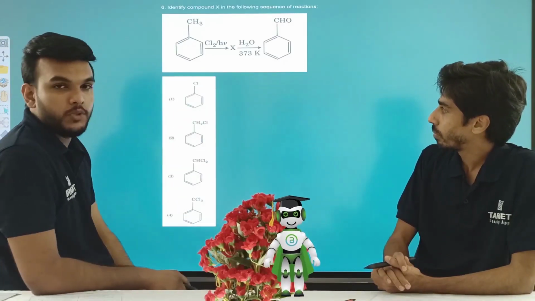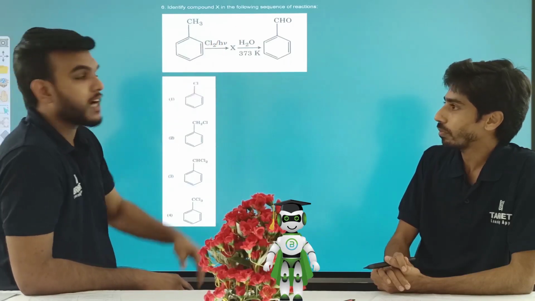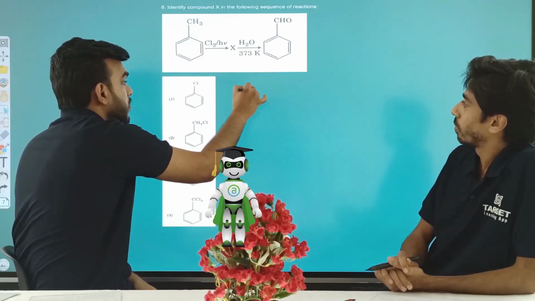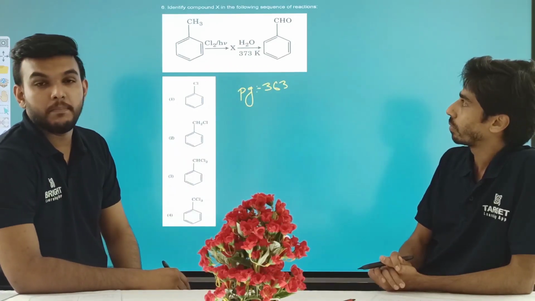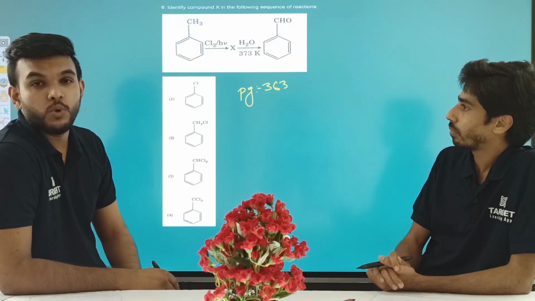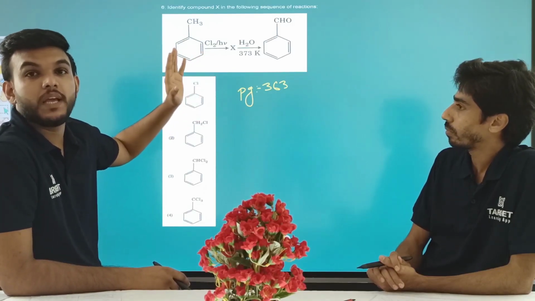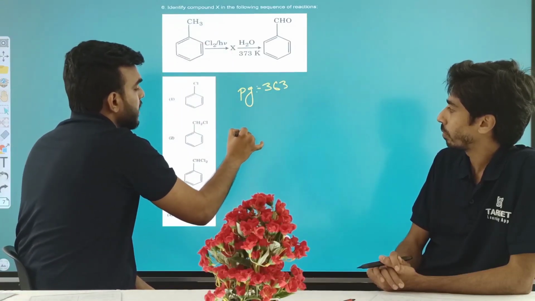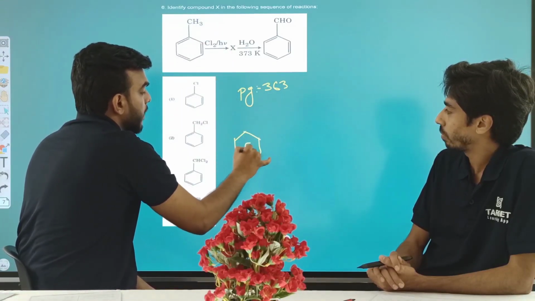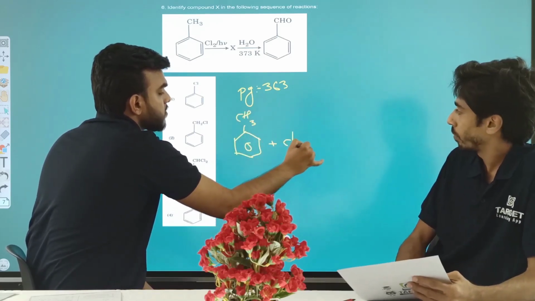Actually, when we go to our NCERT, the same reaction you can see on page number 363 of the NCERT Grade 12 Part 2. Without any change, you can see the same reaction. You are given toluene, and the toluene is reacted with chlorine in the presence of hν.